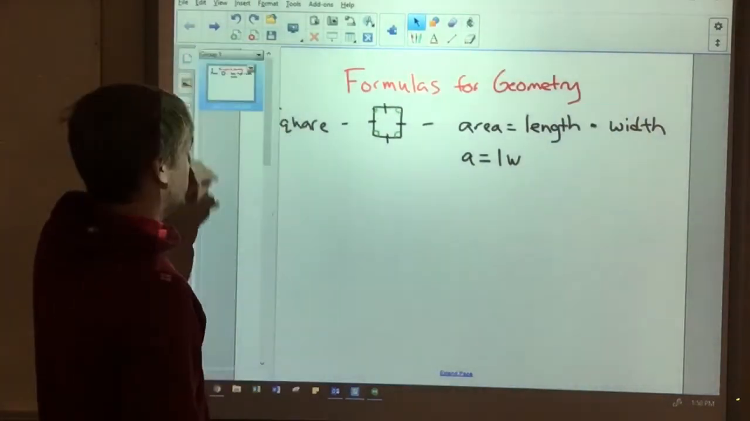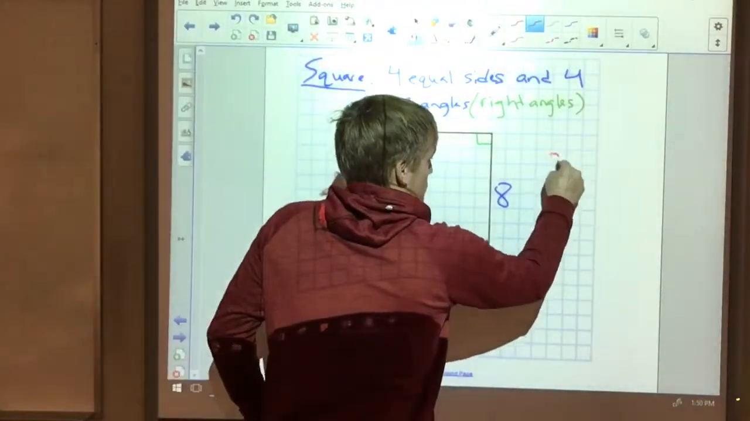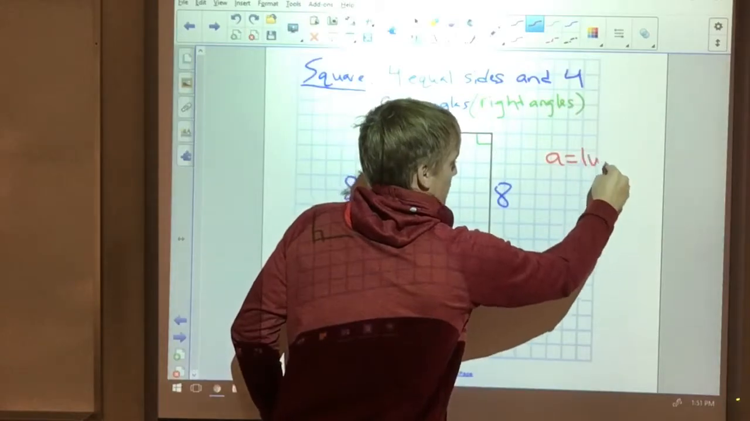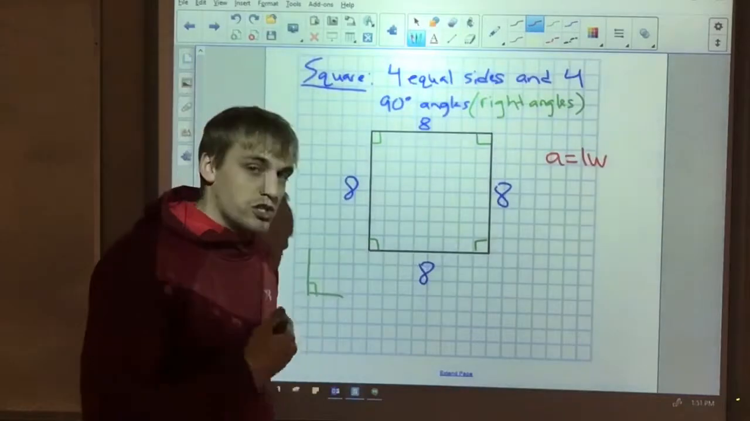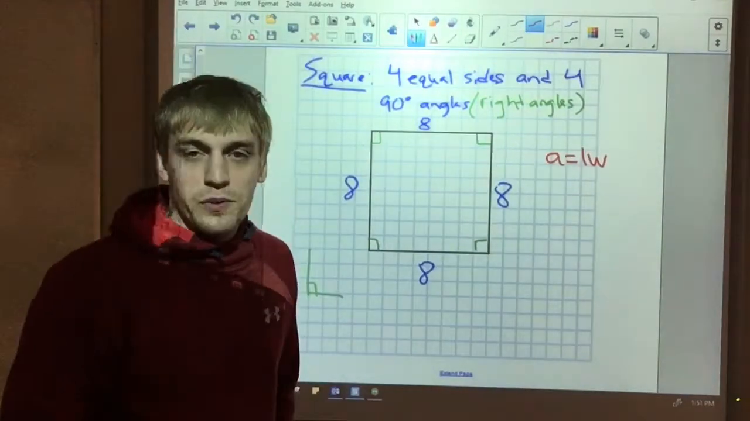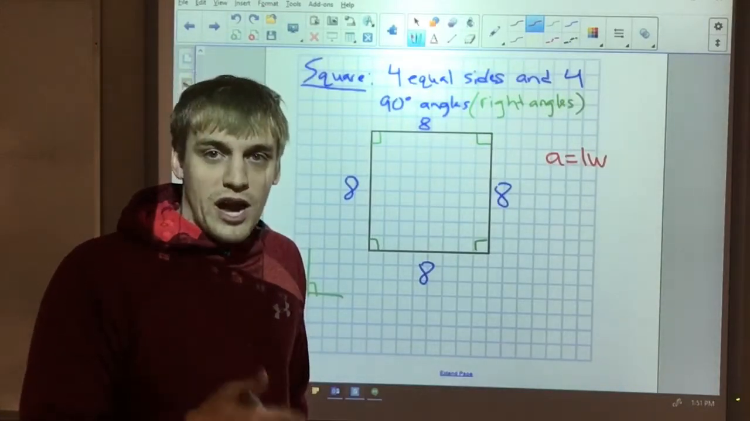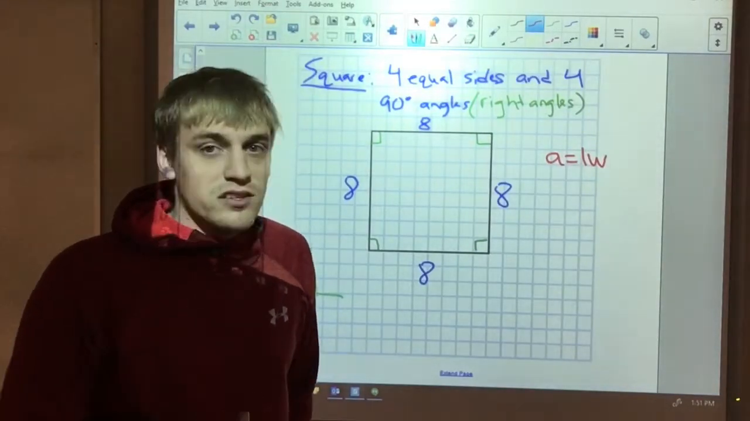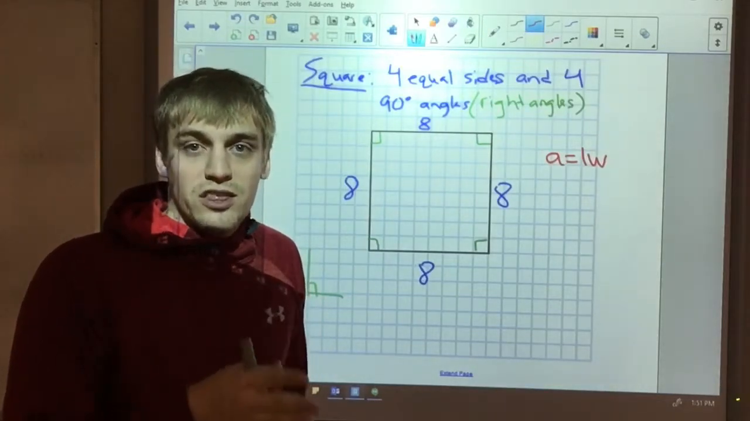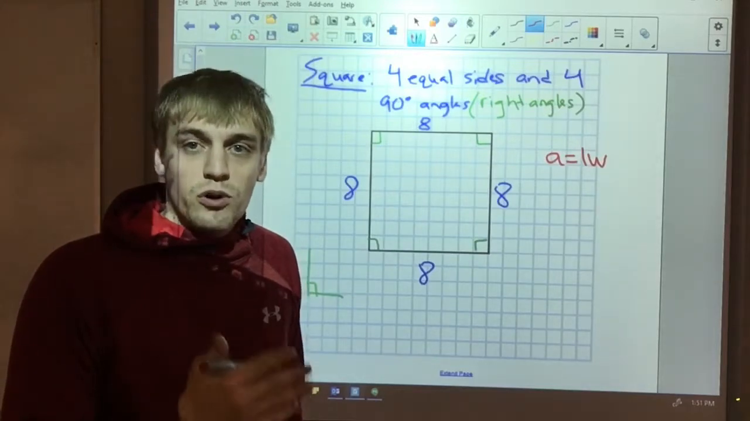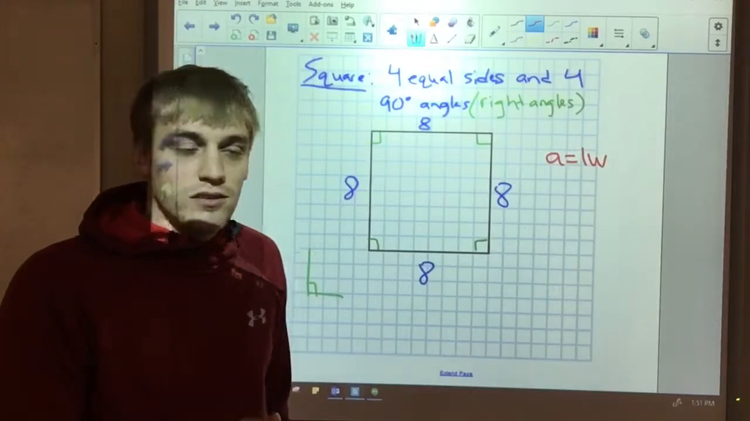So if we go back to our square, and we use A equals LW, or area equals length times width, it's important that we show every step, because eventually the formulas are going to get a little more difficult. So we want to practice showing the work. This is no different than anything else I talk about in here. If you know how to show the work, you will get the answers correct. It is more important to show your work than to just get the answer.